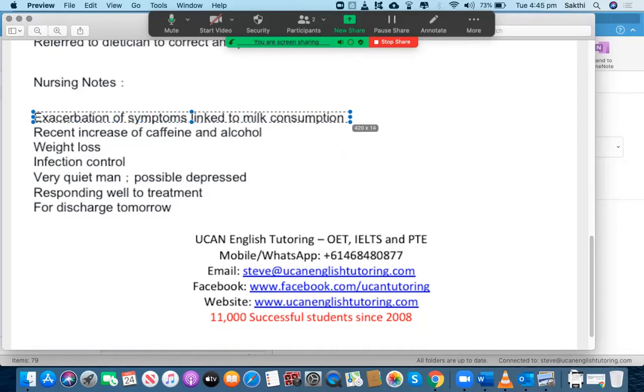Okay, linked to milk consumption. That's what we have mentioned. That's okay. This is also good. Weight loss. Oh, I didn't mention that. That's not good.